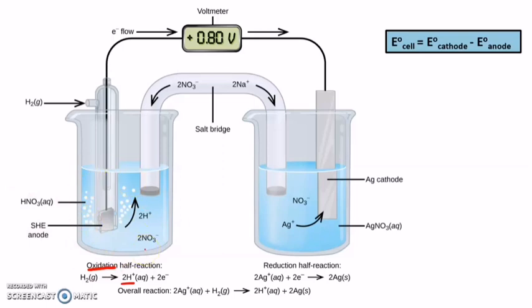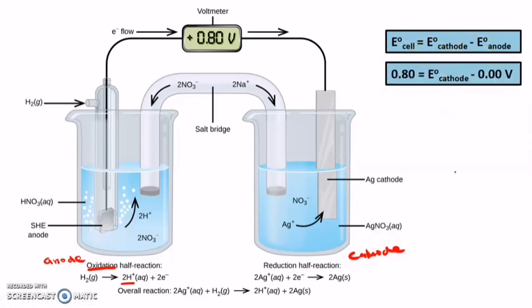She undergoes oxidation, which means it acts as the anode and this acts as the cathode. By applying the formula E naught cell equals E naught cathode minus E naught anode, we substitute the value of E naught cell, which is equal to 0.8, and the value of She, which is equal to 0, into the equation. We can then find the E naught cathode for this cell. So we will have positive 0.80 volt for E naught cathode.